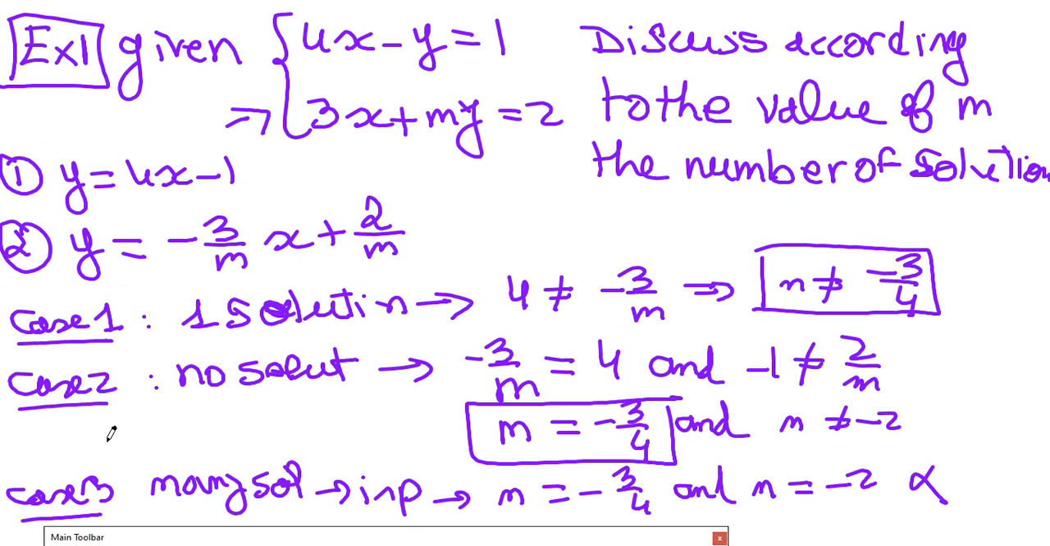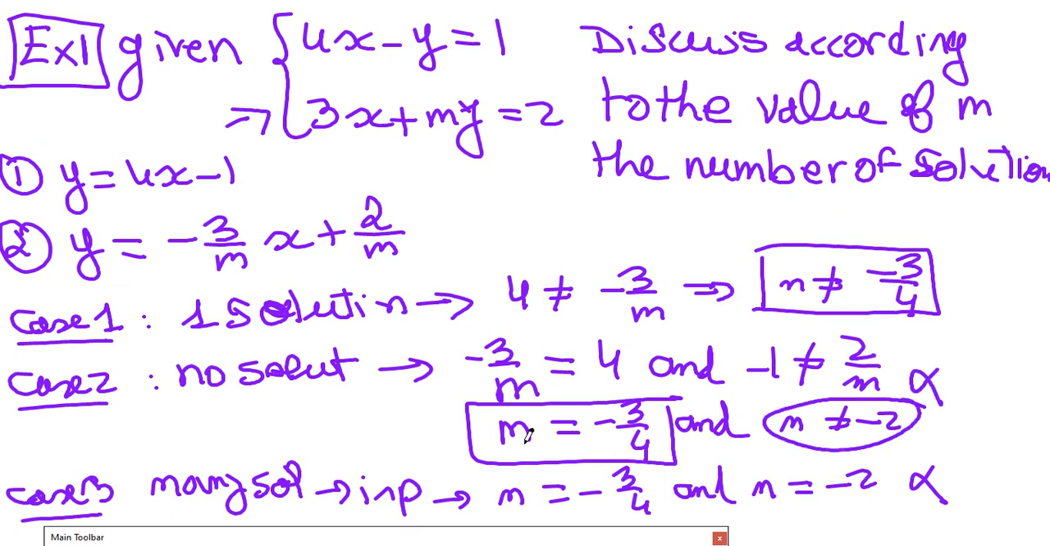Now, case 2, no solution. What does it mean, no solution? No solution means the lines are parallel. It means they should have the same slope but different y-intercept. If the slopes are the same, it means I have -3m equal to 4, m is equal to -3 over 4, and I need to have m not equal to -2. So should I write m not equal to -2? Don't need to write that, because once m is equal to -3 over 4, m cannot be another value. So this one I don't need to write.